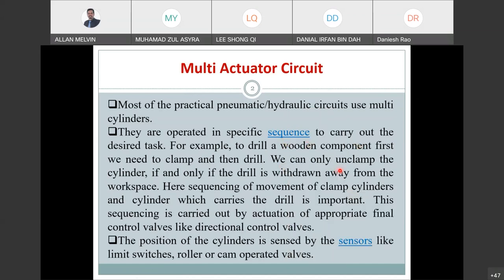We can only unclamp the cylinder if and only if the drill is withdrawn away from the workspace. So the sequencing of the movement of the clamp cylinder and the cylinder which carries the drill is important. This sequencing is carried out by actuation of the appropriate final control valve, like a directional control valve. So here you can see it mentioned that we need to have the correct sequencing.